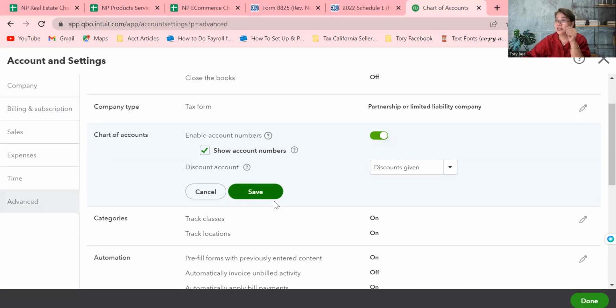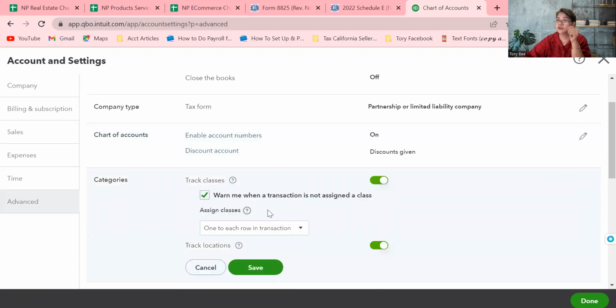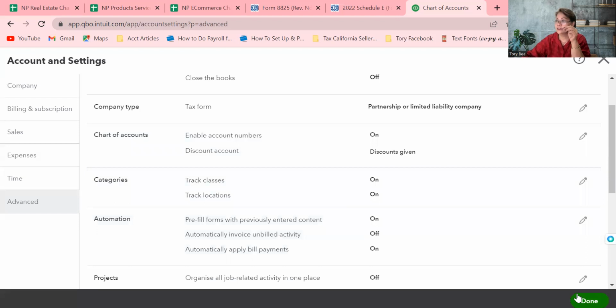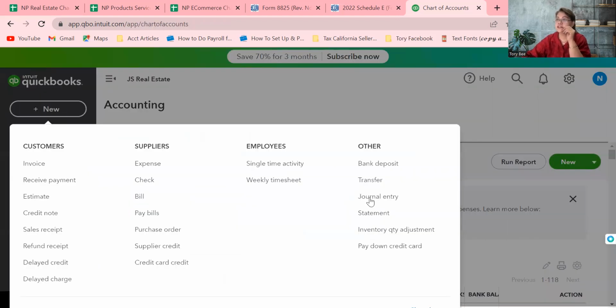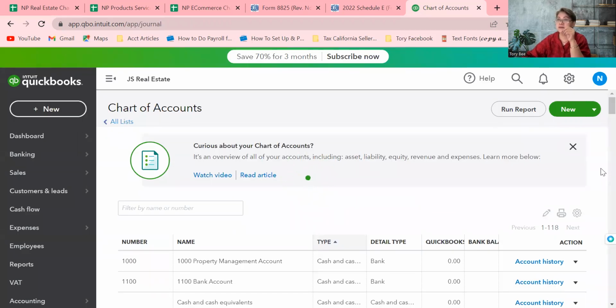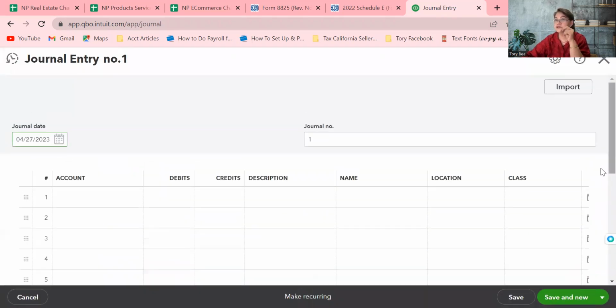Okay, and also this one, you save. And also this one, we should click this so that we can track the income and the expenses per project or per customer. Okay, are we clear here? Click save, and we're done. Sorry. And also, this is an important aspect: the journal entry.